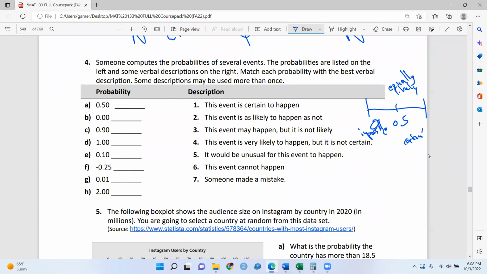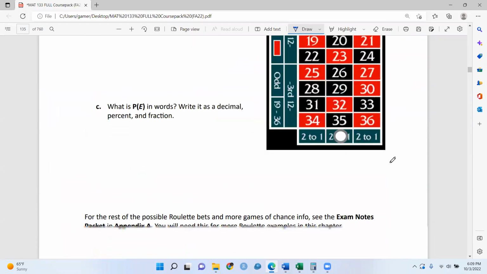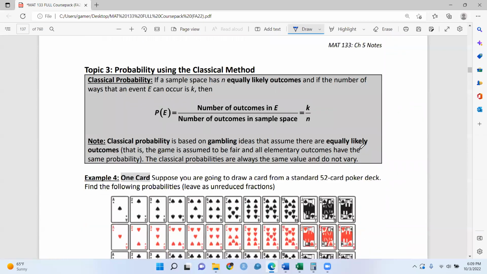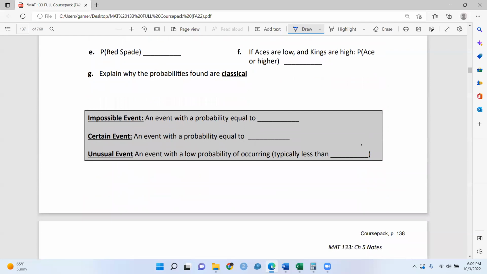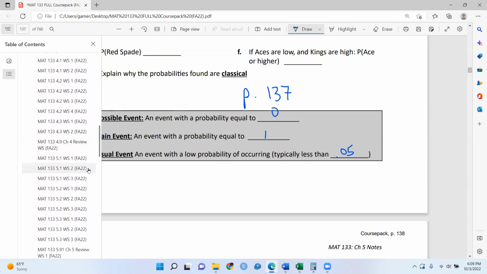Those 3 things, the impossible, certain, and unusual, are in our notes because I've been rewriting stuff. What page is that on? It's one of those gray boxes that we see. Let's see, I bet we could find it here, chapter 5. It's on page 137. Here we go. Impossible event is 0. Certain event is 1. Unusual, anything less than 0.05. What page is that? 137 of the notes. I think you would have covered this on Monday of last week. On Tuesday. That's the class I missed.